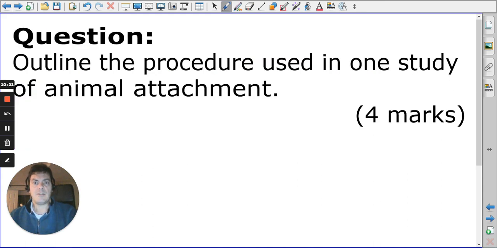Now, the questions that we have are either generally going to be focused on animal research and relevance towards infant attachments, or it's going to give you something specifically about Lorenz, and we see here outlined the procedure used in one study of animals in terms of attachment, and this would be clearly for 4 marks. You've got to make sure that you get the key aspects of Lorenz's study.